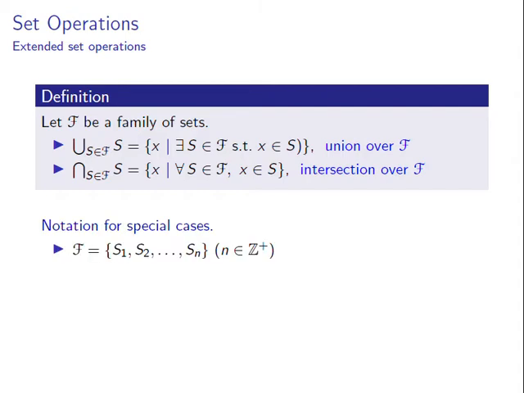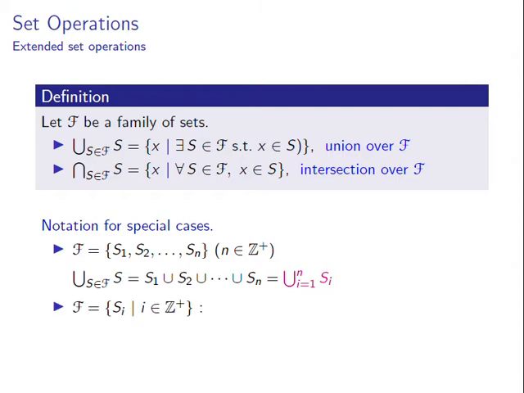If the family F consists of sets S1, S2, up to Sn for some positive integer n, we write the union over F as S1 union S2 and so on union Sn. We also write this as the union of Si, i from 1 to n. If the family F consists of sets Si for each positive integer i, we write the union over F as the union of Si, i from 1 to positive infinity.